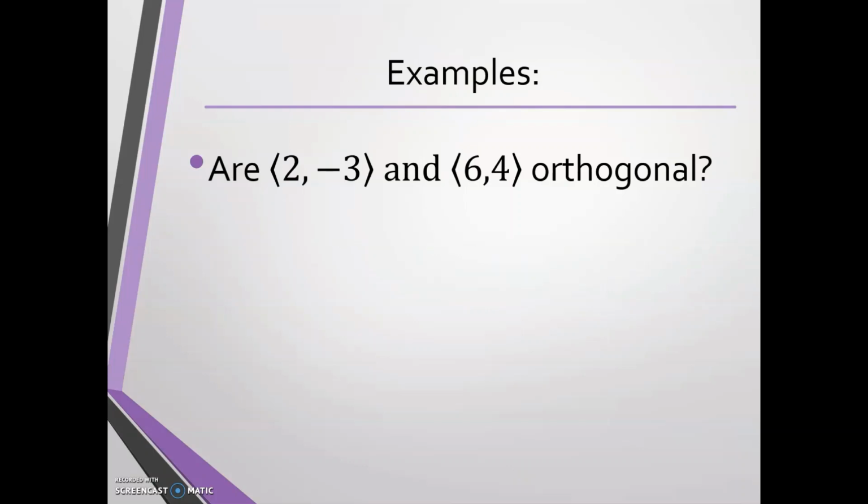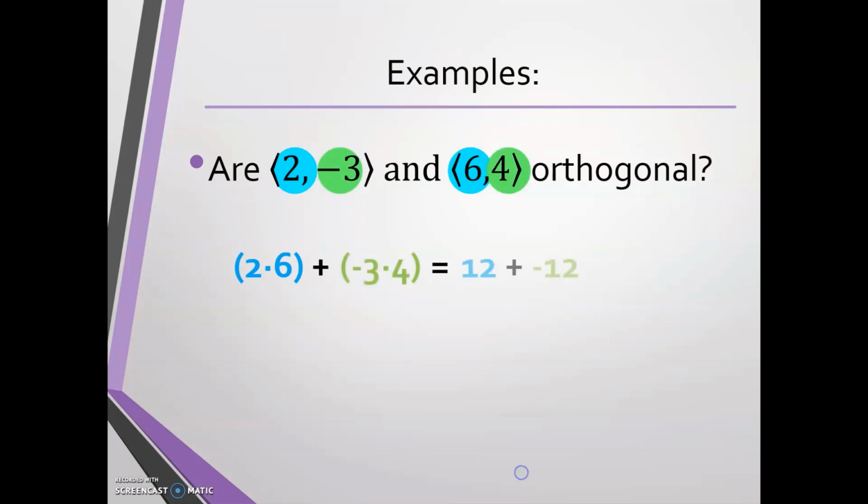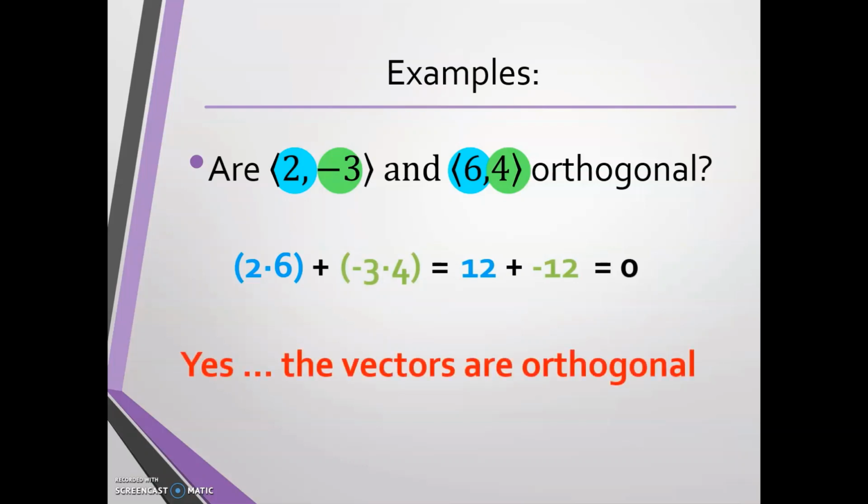Are these two vectors orthogonal? Let's find the dot product. 2 times 6 and negative 3 times 4. 12 plus negative 12 is 0. So yes, the vectors are orthogonal.